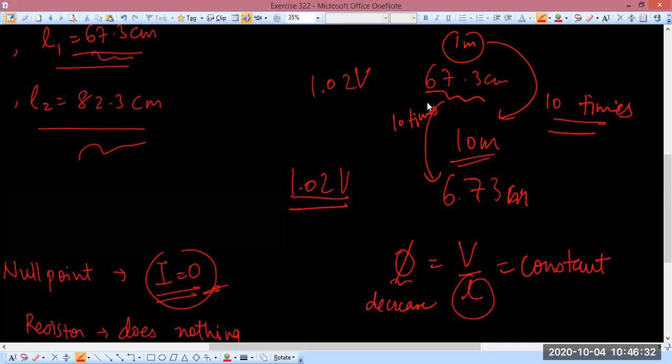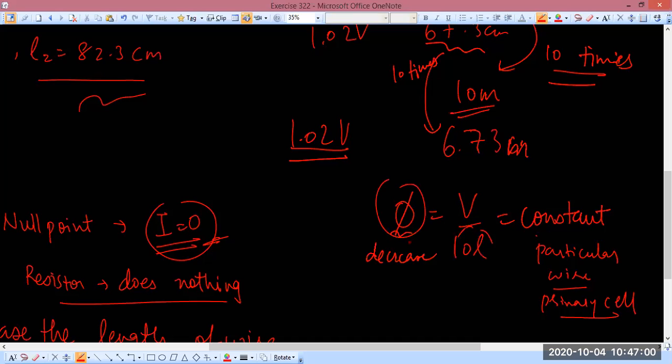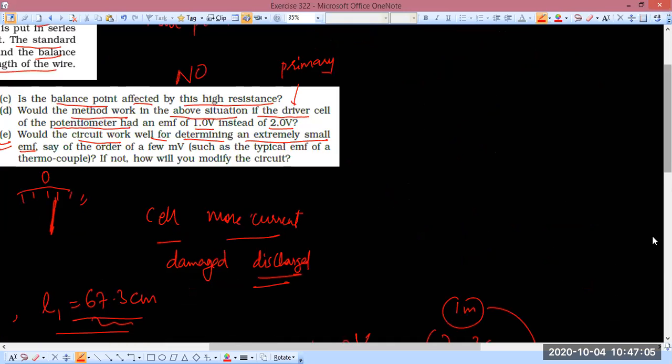Everyone, listen to this carefully. Phi is V by L, that is constant for a particular wire and particular primary cell. Right? So if you just increase this length, let's say you make this 10 times now, so this would decrease, and that's why for the same voltage now you need 10 times the length.